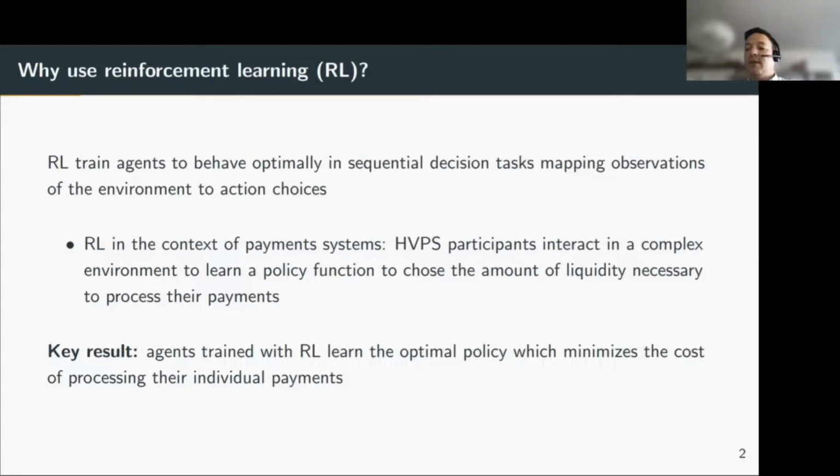So in the context of payment systems, we're going to have an environment in which the participants will learn to interact in the payment system to learn a policy to choose the amount of liquidity necessary to process their payments. Our key result is that the agents trained with reinforcement learning learn the optimal policy, which minimizes the cost of processing their individual payments.